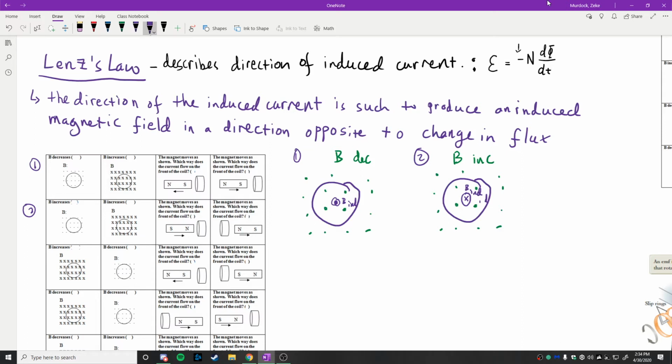If the magnetic field induced in the ring points out of the page, what do you guys think? Yeah, this way, right? That's I induced. And on this one, you get I induced the opposite way, right? So here's how I do these problems. This requires you to use your right hand, so you can put down your pencil for a second.